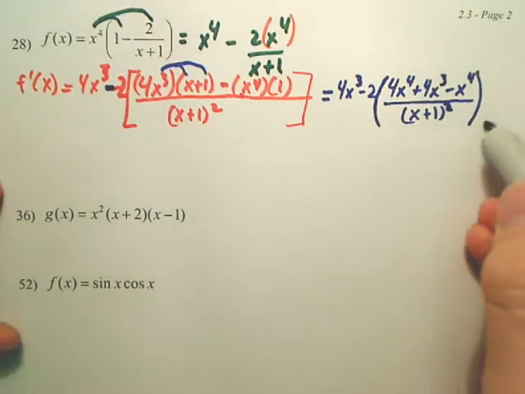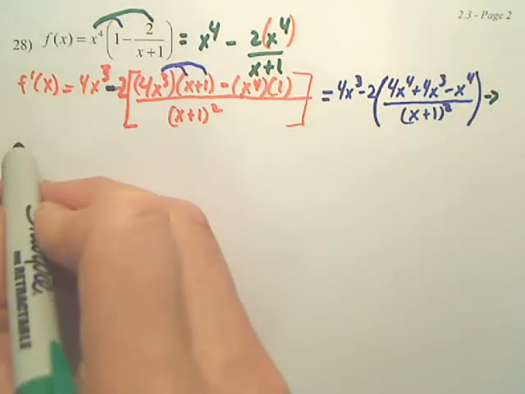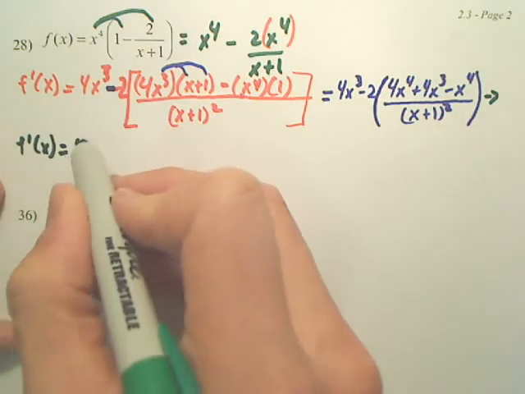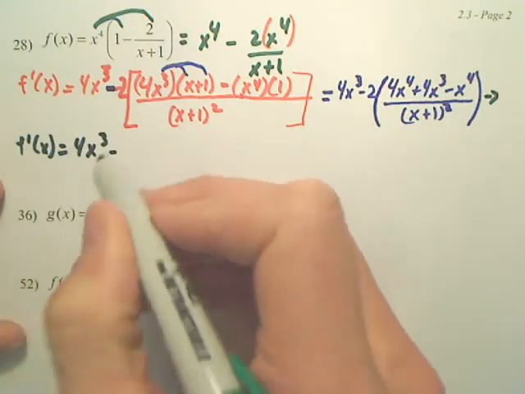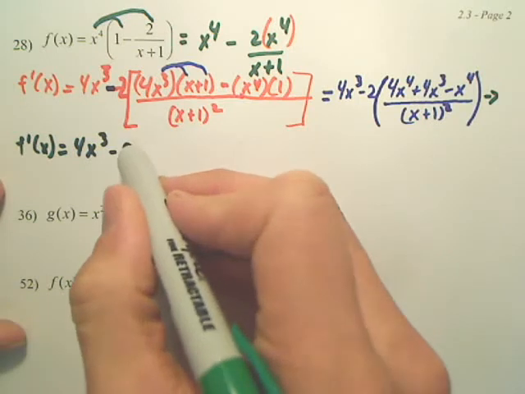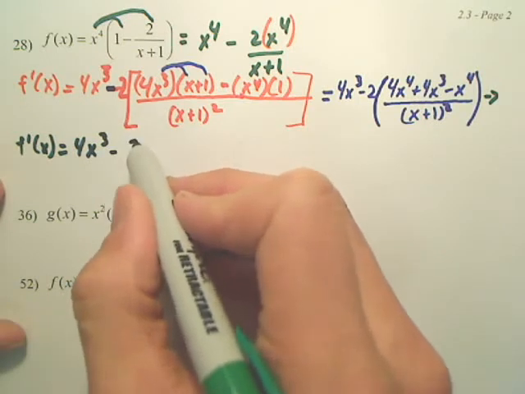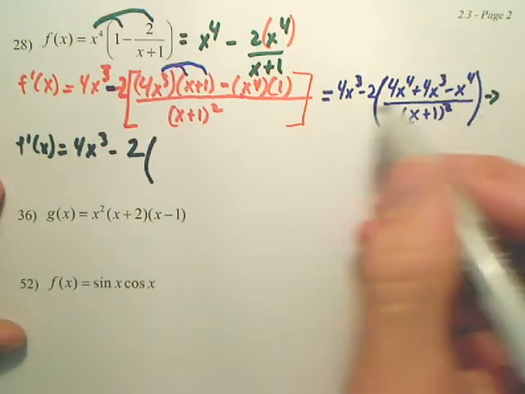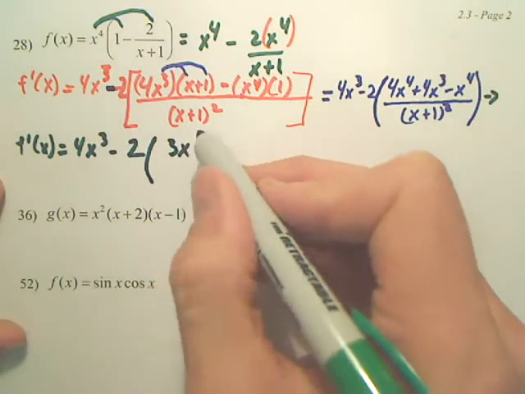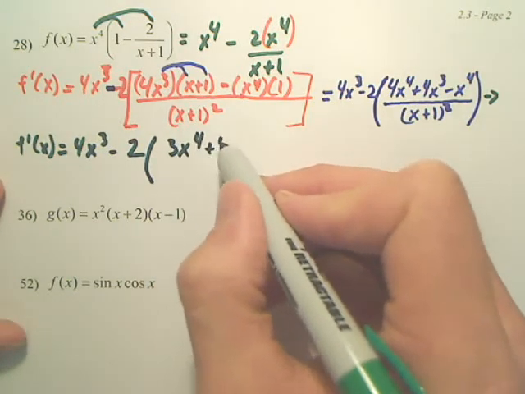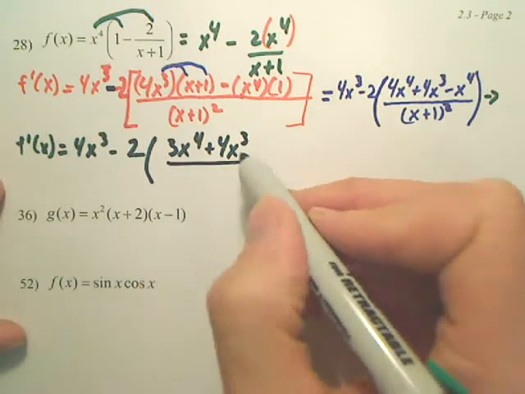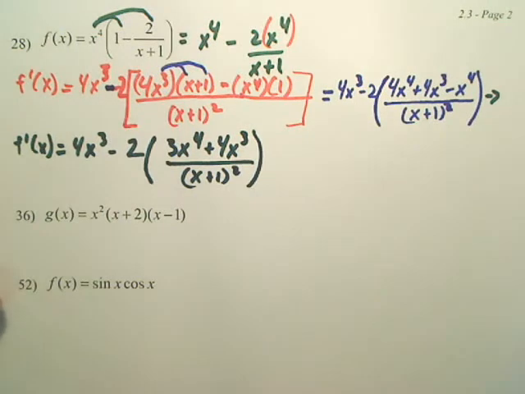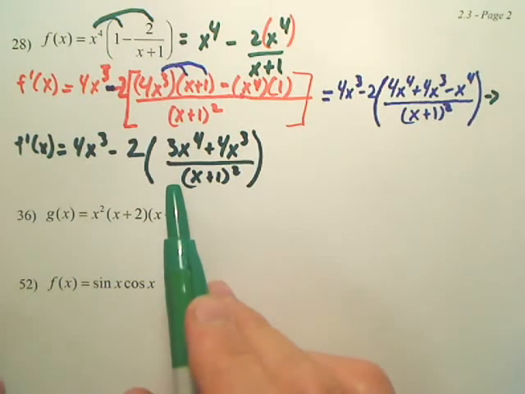And if we keep going, let's continue this to the other side here. We still have the 4x cubed minus 2, and that's times, and you can combine the x to the fourth, gives you 3x to the fourth plus 4x cubed over x plus 1 squared. And I think I'm going to leave it there.